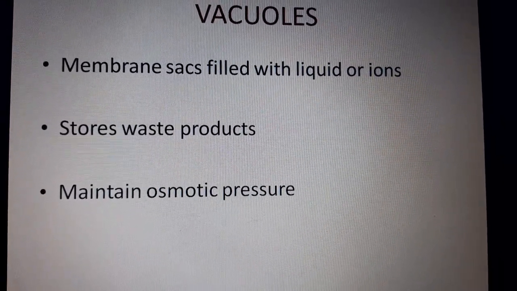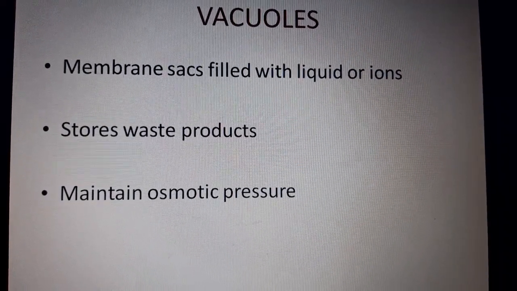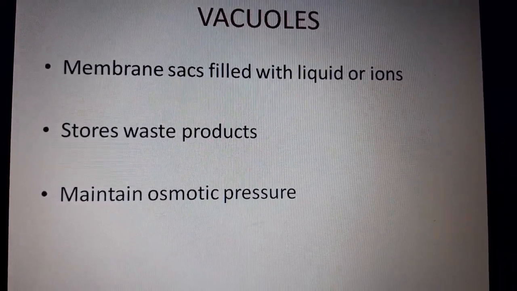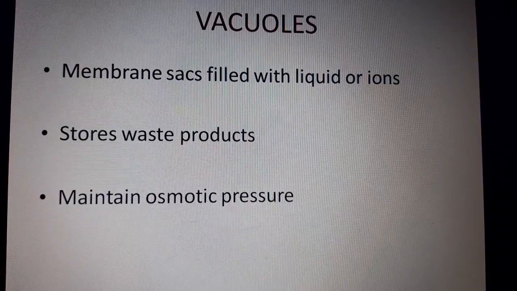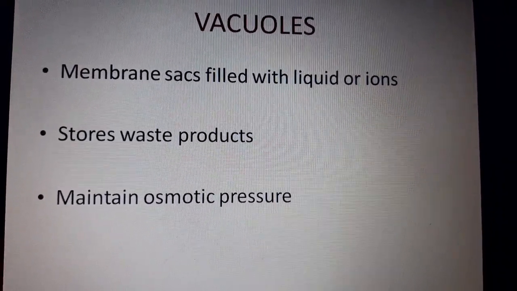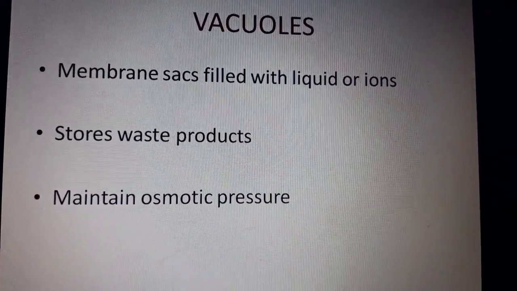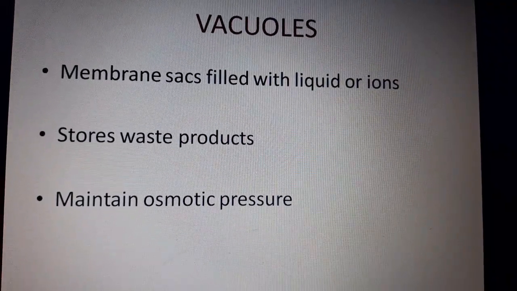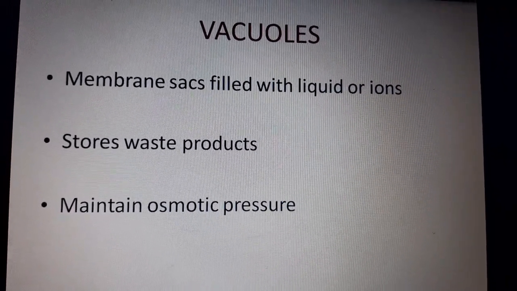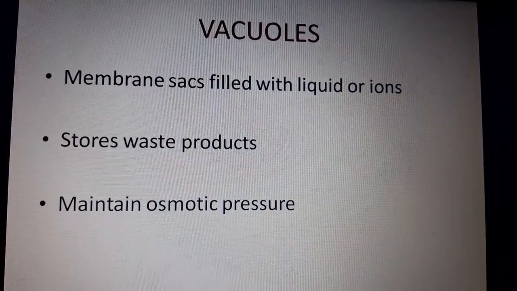Then the vacuoles. Vacuoles are the membranous sac-like structures which are filled with liquids or ions. Their main function is to store the waste products which are produced inside the cell. Their important function is to maintain the osmotic pressure, that is the desirable pressure within the cell.